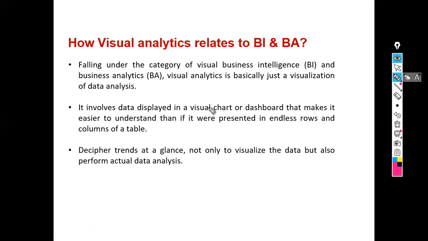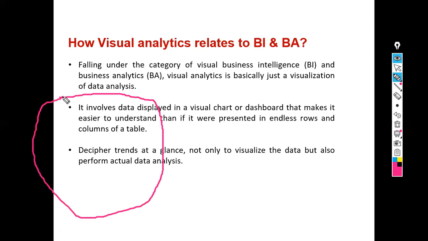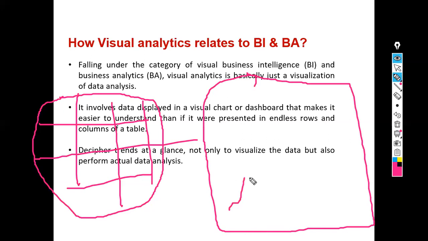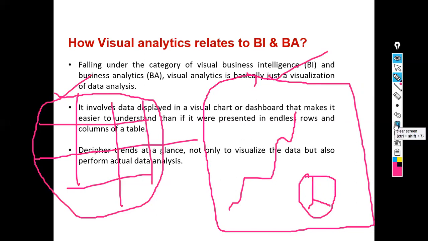So for example, if I give you some data here, so this data is in the form of a table, Excel sheet or something else. And if I give you another data, which is in the form of graphs, pie chart or in this way. So if I give you these two instances, one the data in tabular form and one the data with visualization, which type of data will you understand in a better way?